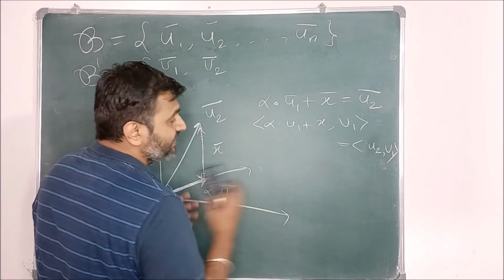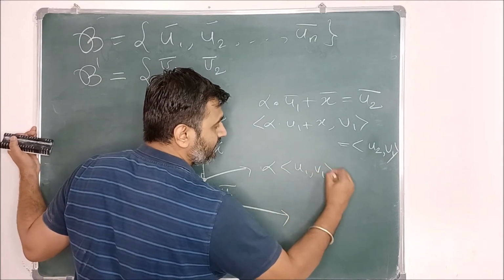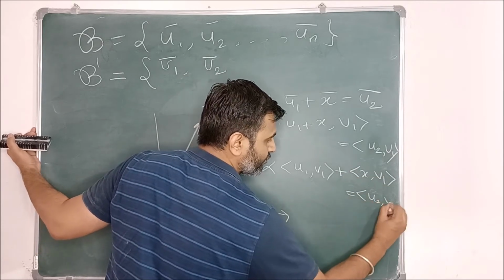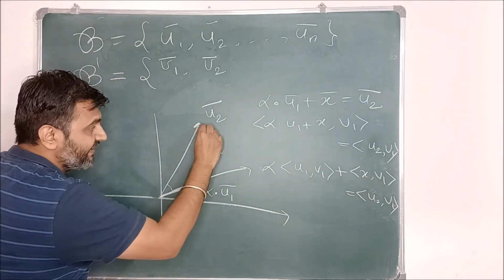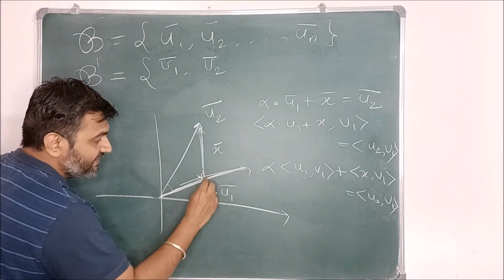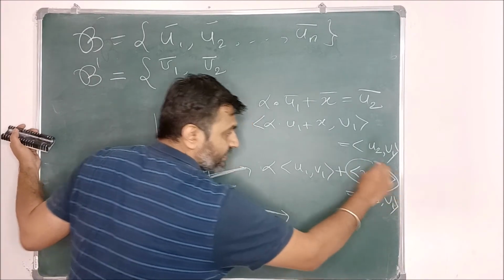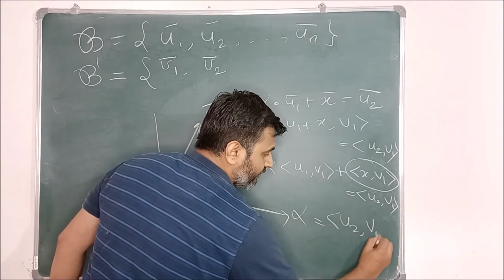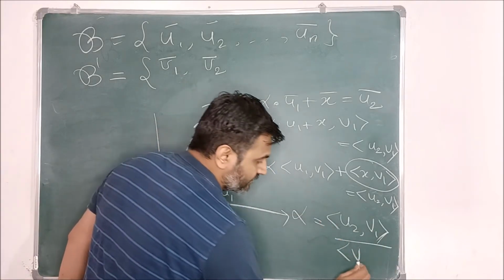Now by applying the linearity property, I have alpha u1 v1 plus inner product x v1 is equal to inner product u2 v1. But what is the inner product of x with v1? This is my x vector over here and this is my v1. My v1 is the same as u1, and we know that this is the orthogonal one. That means the angle is 90 degrees, so this inner product is 0. So what is your alpha? Your alpha is inner product of u2 v1 upon my u1, which is nothing but v1, so v1 v1.